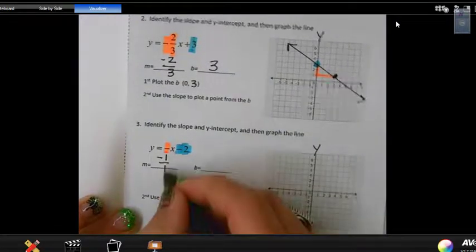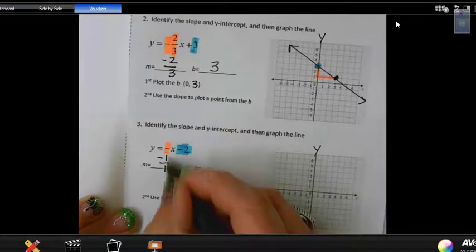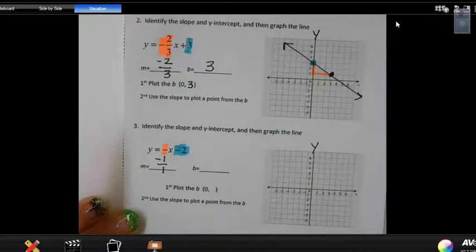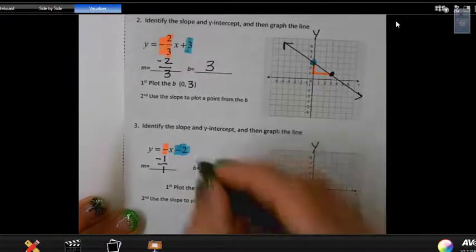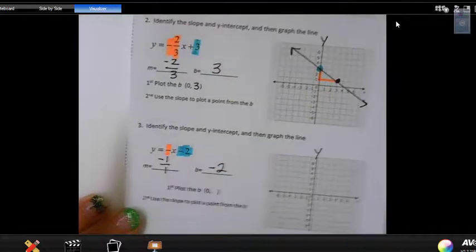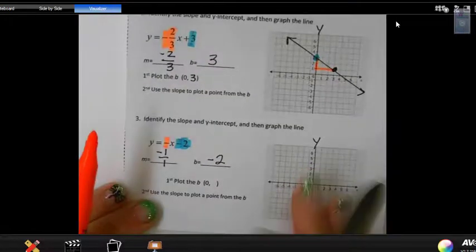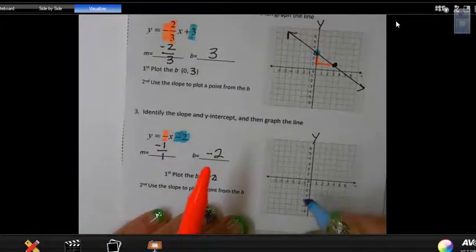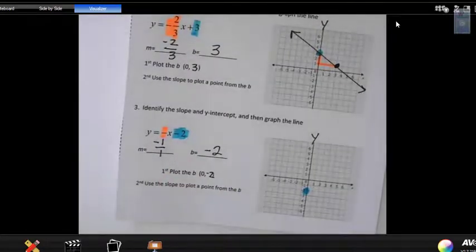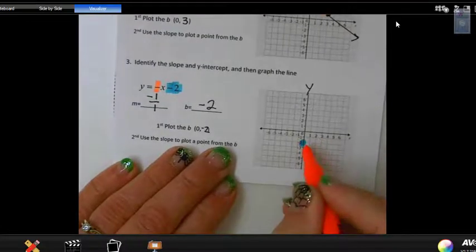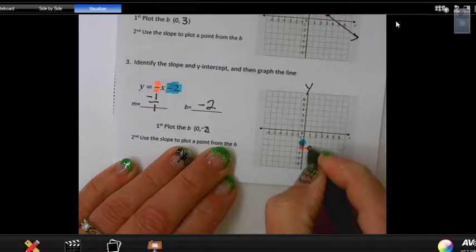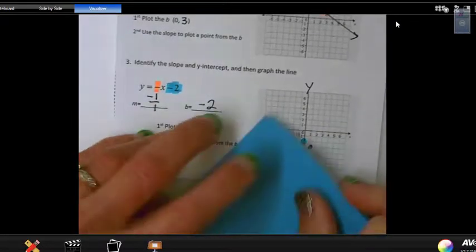Remember, we like to have the change in y over the change in x, so 2 numbers definitely help you. We don't want to just run 0. That wouldn't be the correct answer. And then our y-intercept is negative 2. So first you plot that y-intercept, 0, negative 2 on that y-axis. Plot that point. Use the slope. This time I'm going to go down 1 to the right 1. And draw my line.